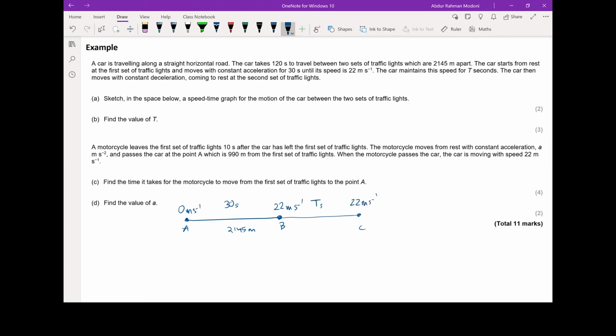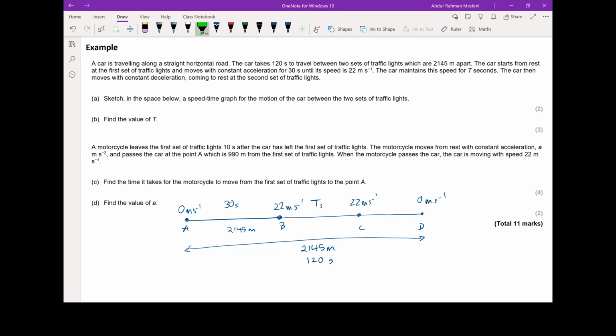The car then decelerates, moving with constant deceleration, coming to rest at the second set of traffic lights. The second set of traffic lights I'll denote using the letter D, and it comes to rest here, 0 meters per second, with constant deceleration. It doesn't mention anything about how long that takes, so I'll leave that blank for the time being. I just missed out one bit: the distance between the two traffic lights is 2,145 meters, and the car takes 120 seconds to do the whole journey.